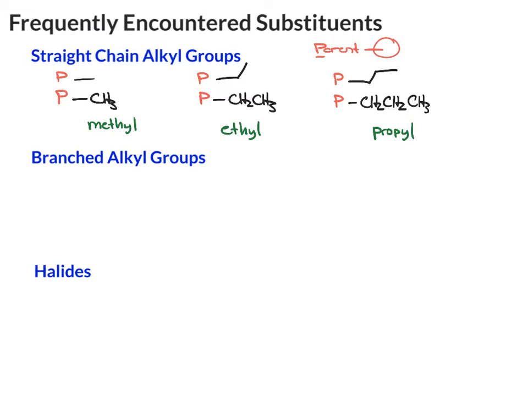The first is similar to the propyl group in that there's 3 carbons attached to the parent. But instead of being attached at the terminus of the 3-carbon chain, the 3-carbon group's attached in the middle. This group is known as an isopropyl group. The next couple that we're going to look at are butyl groups attached to the parent. And it depends how the 4-carbon butyl group is attached.